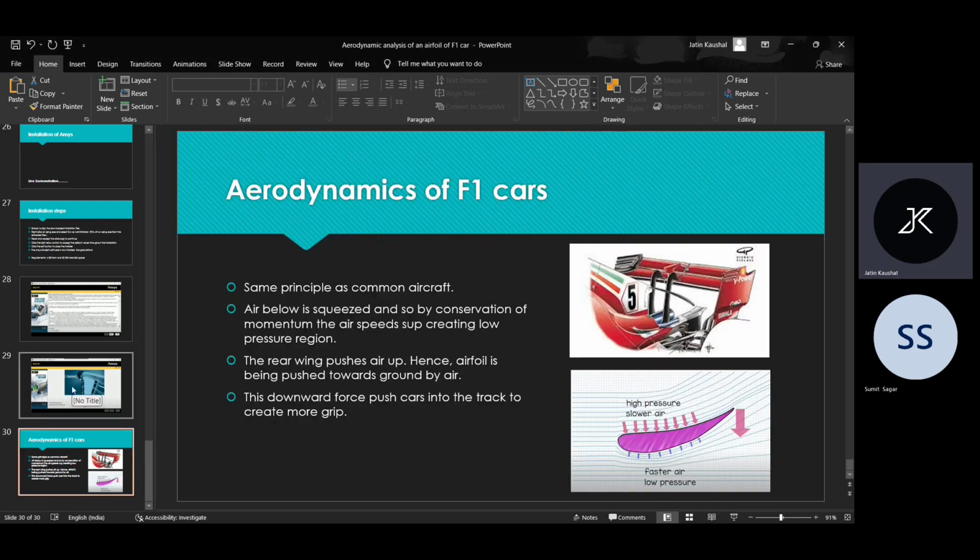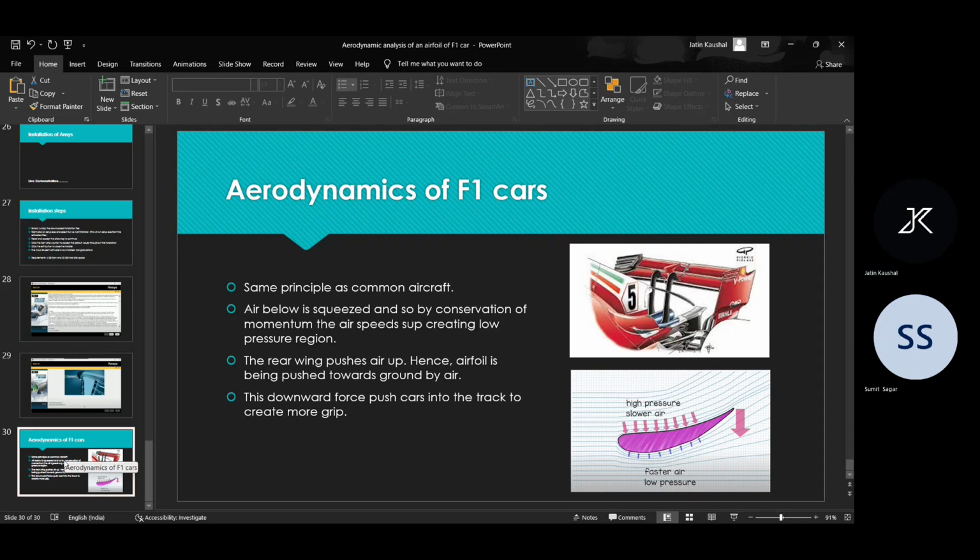So that's it for week one, both sessions. We learned about the basics of aerodynamics, various aerodynamics parameters, and installation of Ansys software that we will be using to simulate the aerodynamics of an F1 airfoil. And this is a basic prequel to what we'll be learning in the coming sessions in week 2 and week 3, aerodynamics of the F1 car.